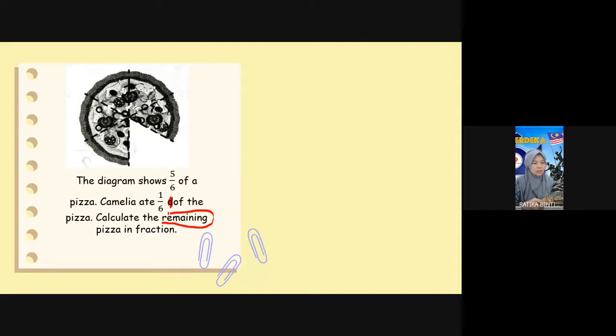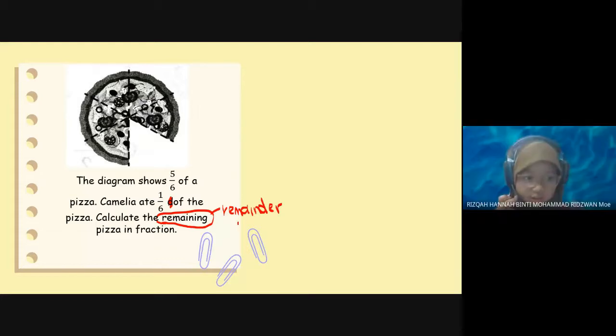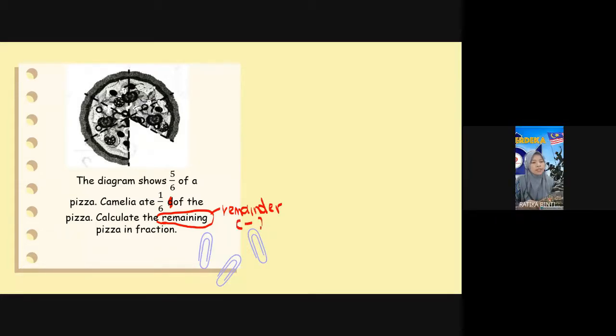Remaining is the kata dasar untuk remaining is remainder. Remainder is keyword for what operation? Apa operation ni? Remain maksudnya baki, yang tinggal. So what operation is this? Apa operasi ni? Subtraction. Yes, very good. Subtraction. Please circle the keywords and write down the operation. Okay, circle the keywords and then you write down the operation.